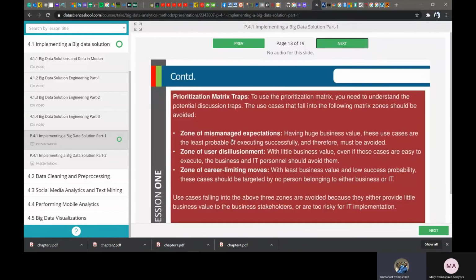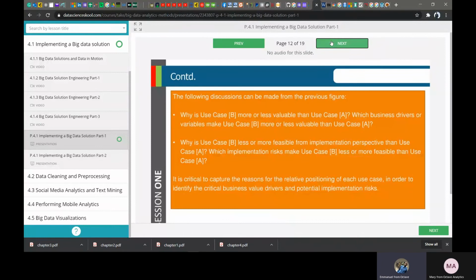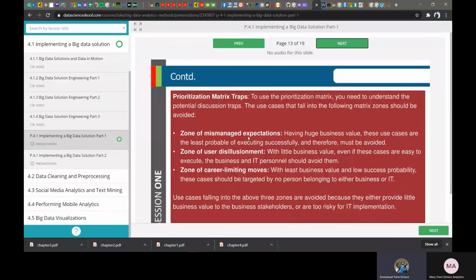Now, moving to the next slide. Talking about the prioritization matrix traps, we have 3 traps. These are the 3 traps: the left top, left bottom, and right bottom. This one is the sweet spot. They call this place the sweet spot. Now, the zone of mismanaged expectations. Which one do we call the zone of mismanaged expectations?